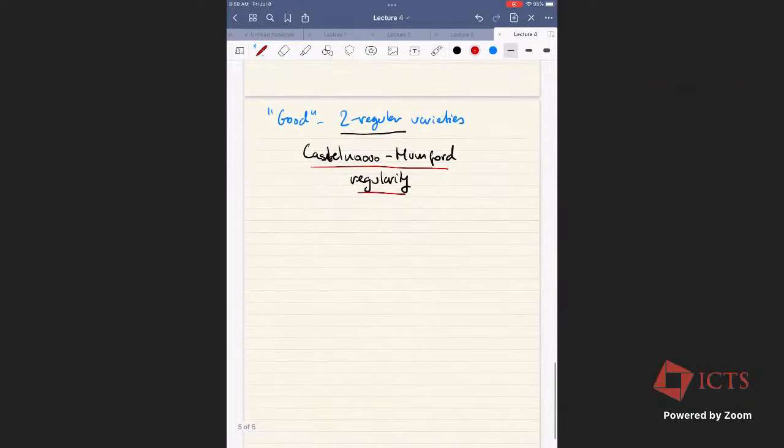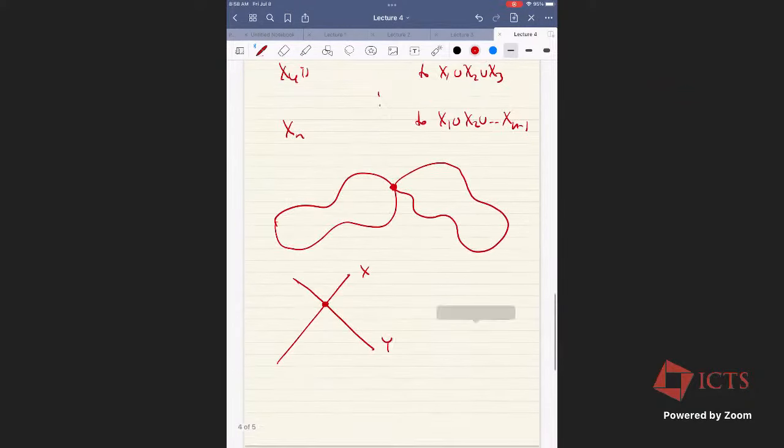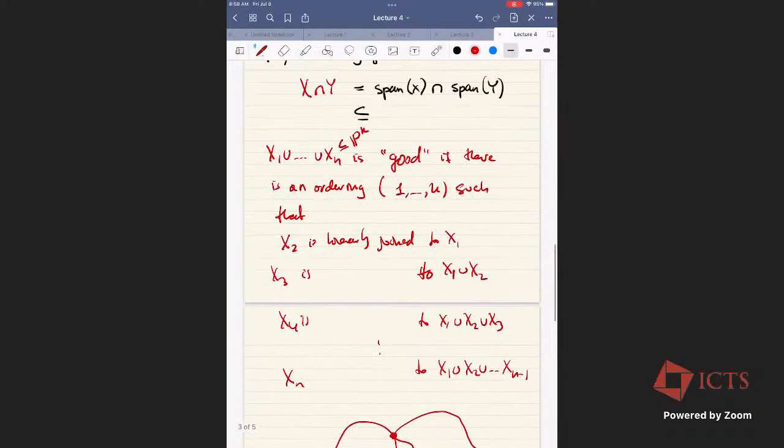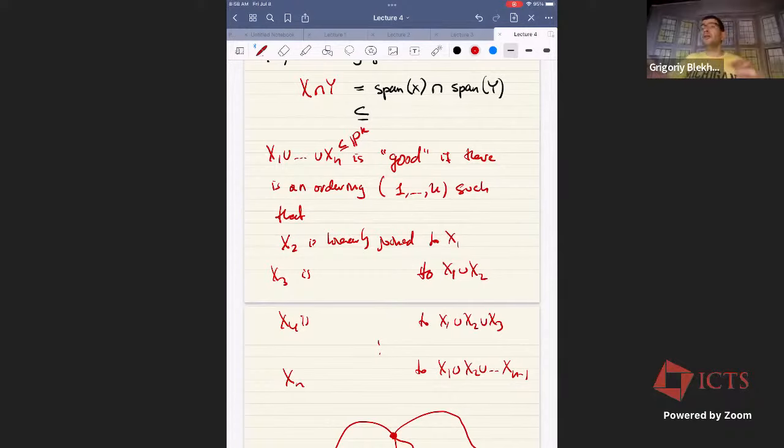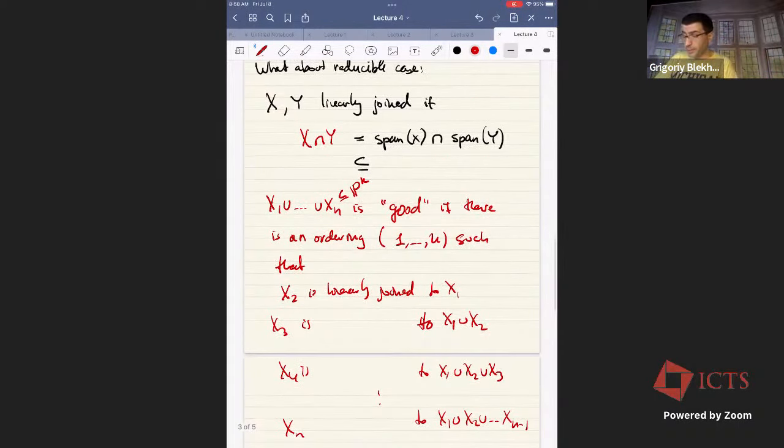Sorry, just before that, can I just quickly go to the definition upstairs for the two regularity? Yeah. So the first line just says that take a variety which is x1 union x2 union xn in pk, where the xi's are irreducible, and this is two regular if there is an ordering. That's the theorem. Exactly. If there is an ordering and you glue them along subspaces, and not only that, but it still needs to be special, so that X intersect Y is span X intersect span Y. Right. Okay. Thank you.